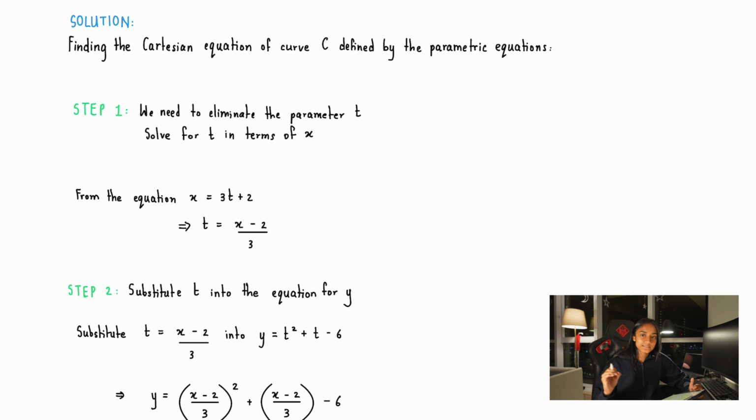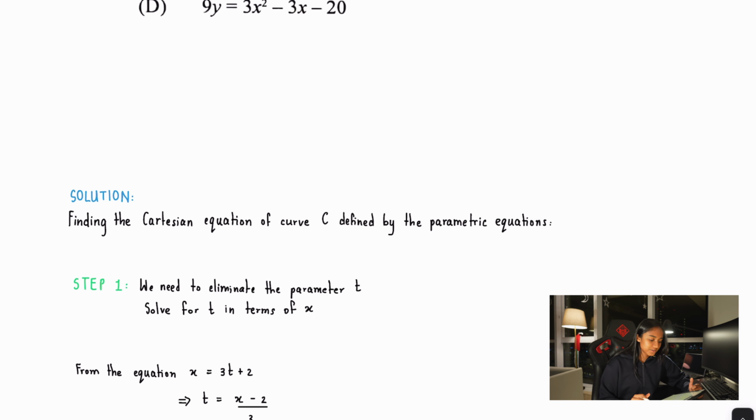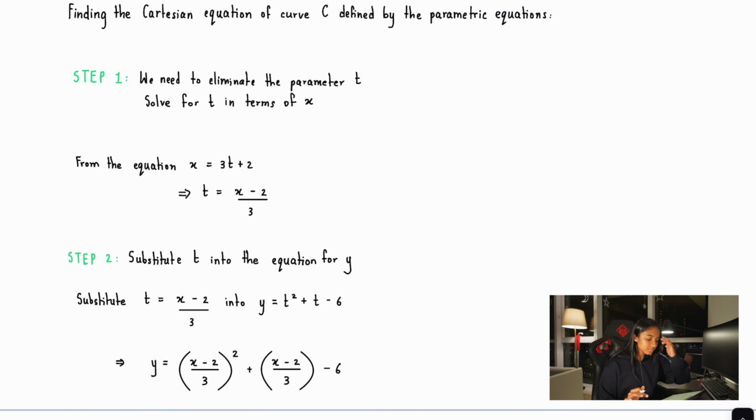So we want to eliminate t entirely. You can see for the Cartesian equation, there's no t. We only have x and y. So the first thing that we're going to do is put t in terms of x. The reason for this is so we can substitute that into the equation for y.